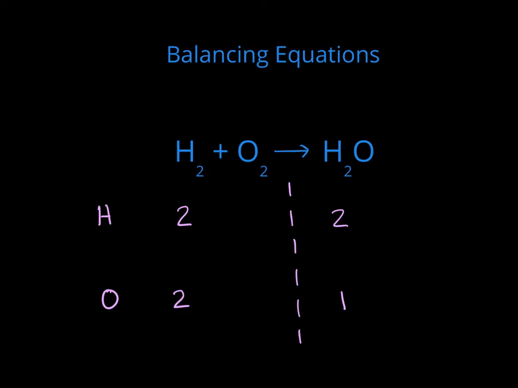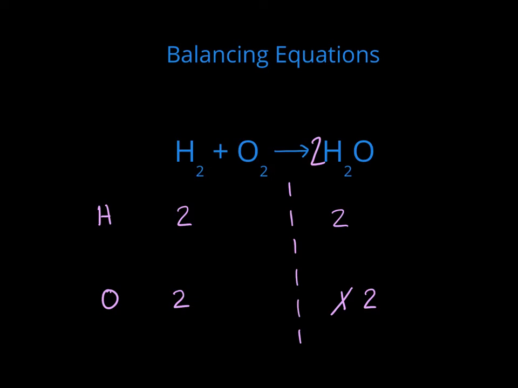So I need 2 oxygens on my product side since I have 2 oxygens on my reactant side. So the only way I can do that is by changing the coefficient in front of my H2O. So since I need 2 oxygens, I'm going to make that coefficient a 2. And now I have 2 oxygens because remember those coefficients apply to everything to the right.